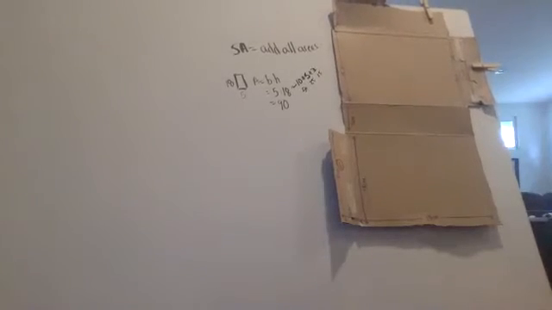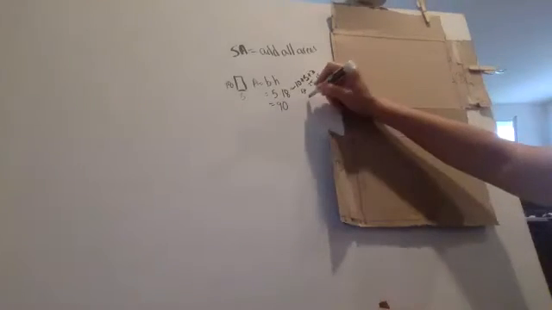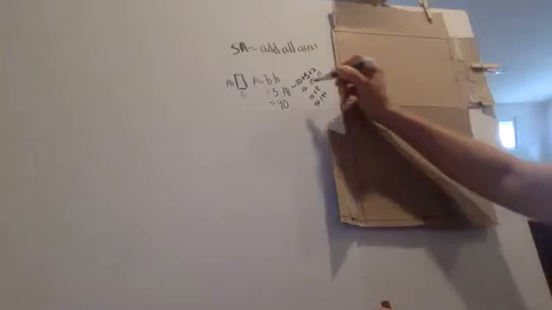Or I could do the multiplication. I would have done 5 times 10 and got 50, and 5 times 8 and got 40, and I would have added those two together. And that's another way to do it. 50 plus 40 is 90.